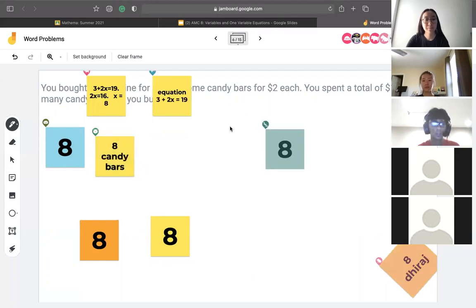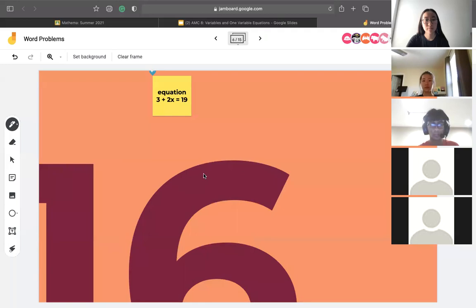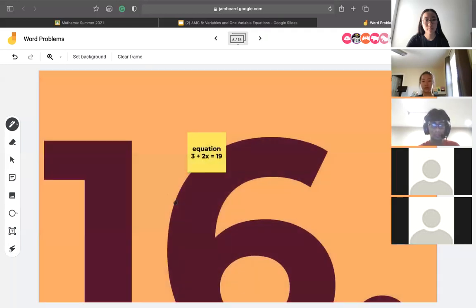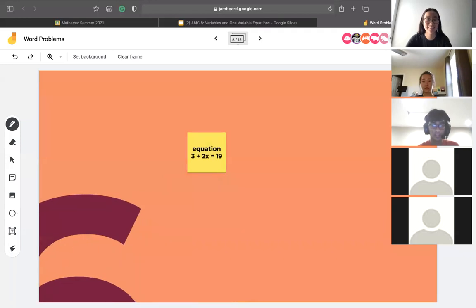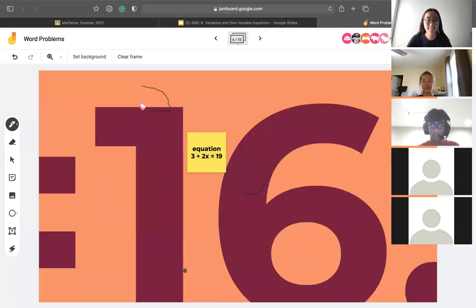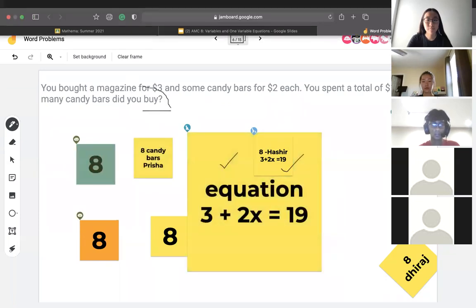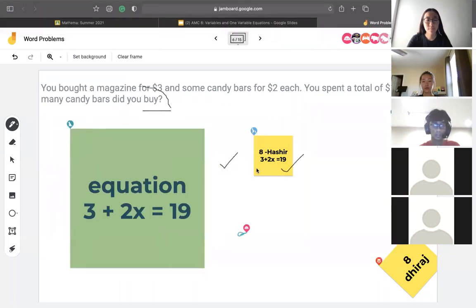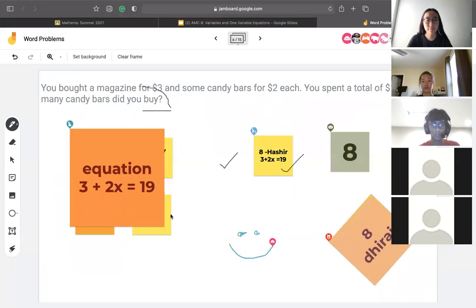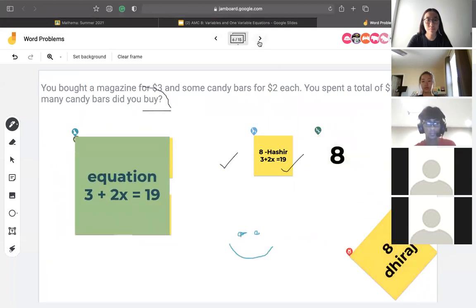Linear equation. So 3 plus 2x is equal to, can you please resize that? Okay. So 3 plus 2x is going to be equal to 19. That's the equation that you're supposed to get because you bought a magazine for $3 and then you're adding 2 times the cost of each candy bar because each candy bar costs $2. So 2 times the amount of candy bars is going to be equal to $19 because that's how much you spent in total. And then you solve for your variable x.